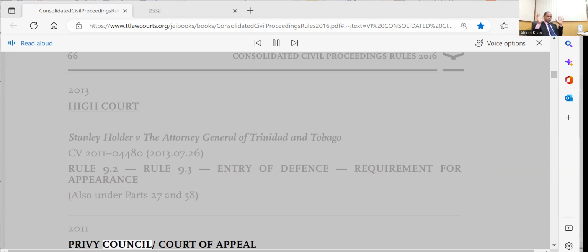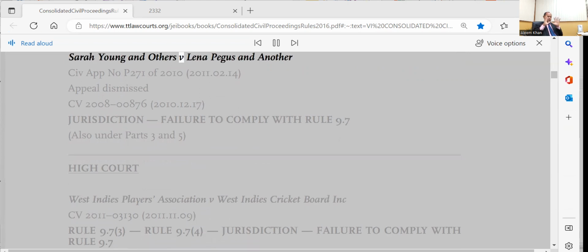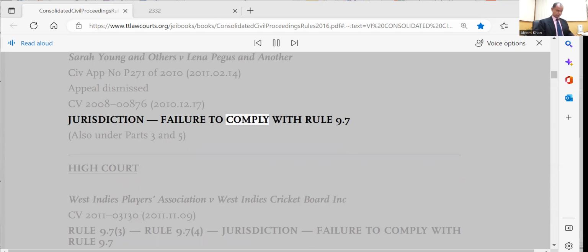2011 Privy Council/Court of Appeal. Sarah Young and others v. Lena Pegus and another, Civ App No. P271 of 2010, February 14, 2011, appeal dismissed; CV 2008-00876, December 17, 2010, jurisdiction, failure to comply with Rule 9.7, also under Parts 3 and 5.